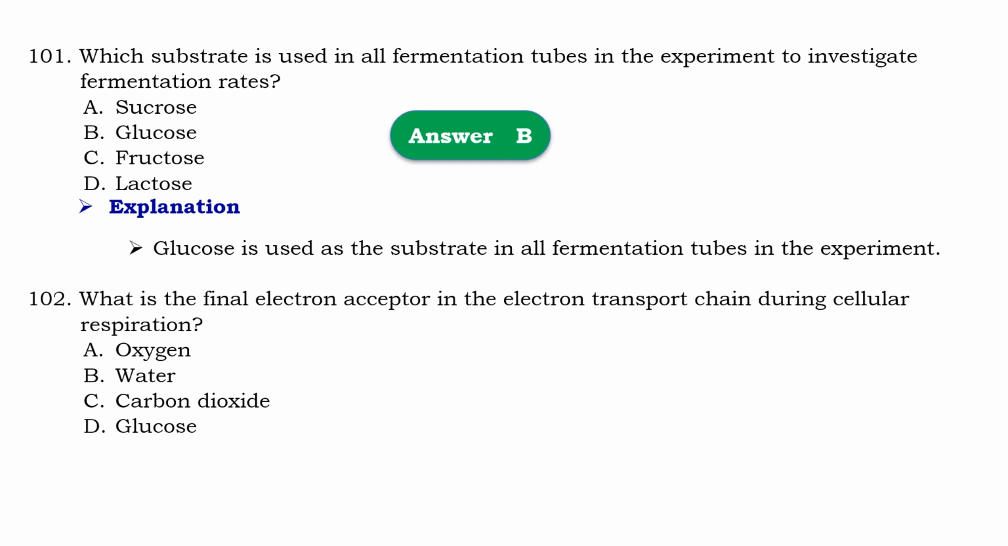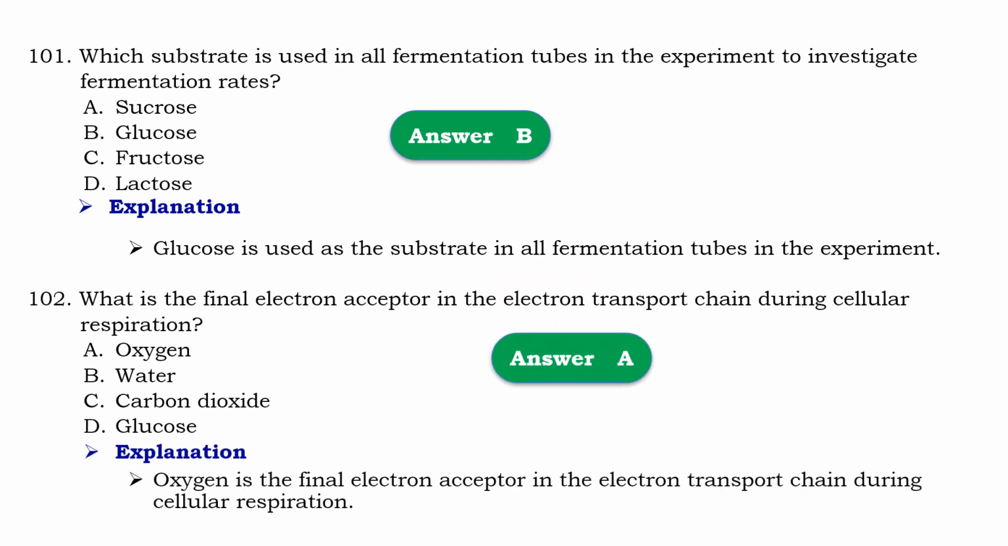Question number 102. What is the final electron acceptor in the electron transport chain during cellular respiration? So that should be A, oxygen. It means that oxygen is the final electron acceptor in the electron transport chain during cellular respiration.